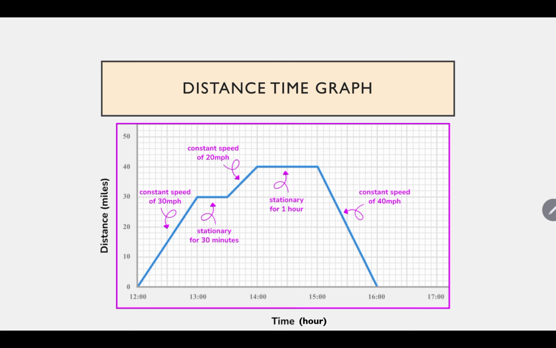In the last part, the slope going back to the origin, back home, at a constant speed, since it's a straight slope, of 40 miles per hour until they go all the way back to distance 0.